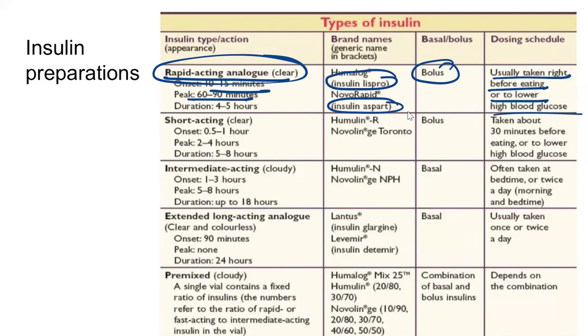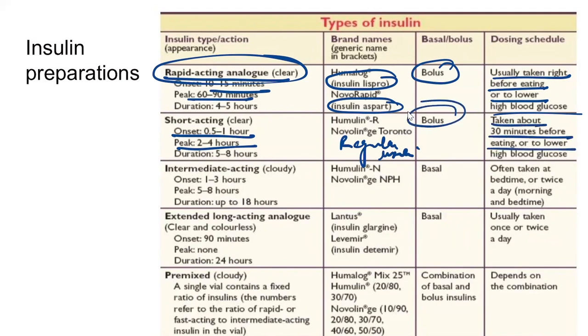Then we have short acting ones, whose onset is 0.5 to 1 hours and peak is 2 to 4 hours, in which we have regular insulin. It is also given as a bolus and it is normally taken 30 minutes before a meal.